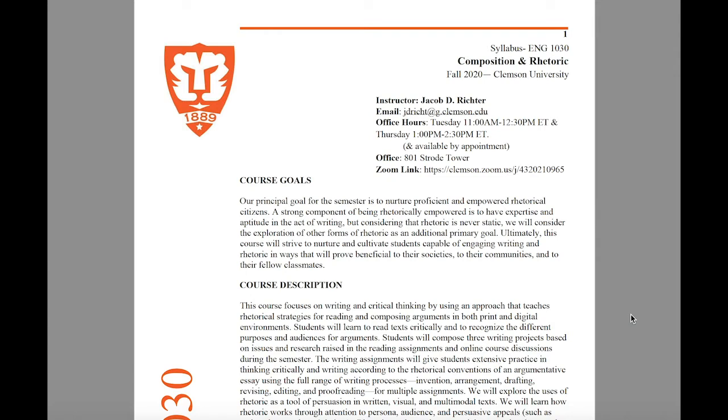Alright, so we are here on the syllabus. This syllabus will have all of the information that you could possibly need to know, hopefully, to be successful in this course. So this is the syllabus for English 1030, and my name is Jacob Richter. This is Composition and Rhetoric for the fall 2020 semester at Clemson University. So the most important thing that you need to know is that you should read through this syllabus line by line, section by section, and internalize all of it. I'm kidding, but you should read through it.